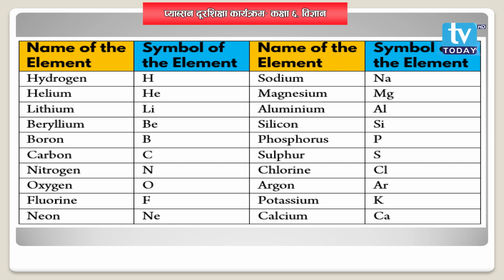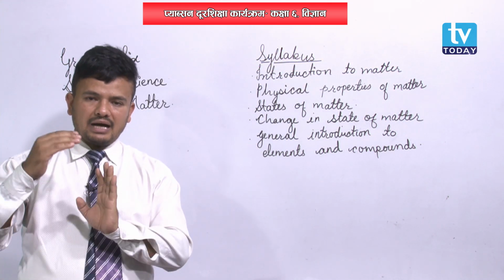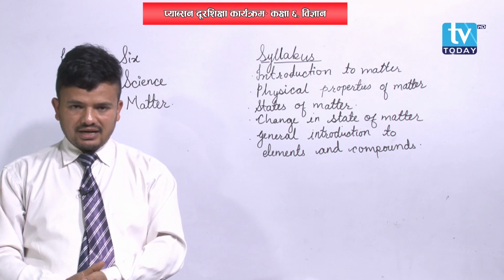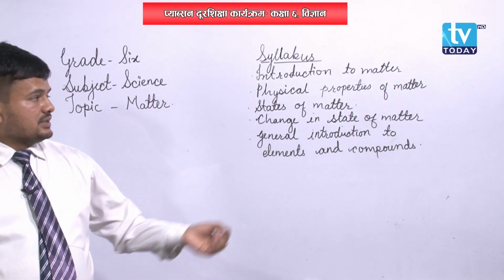Just like hydrogen, helium, lithium, beryllium, boron, carbon, nitrogen, oxygen, fluorine, neon, sodium, magnesium, aluminum, silicon, phosphorus, sulfur, chlorine, argon, potassium, calcium. These are the first 20 elements. Okay, I told you 118 elements are there, and out of them I told you 20 right now. You can also see that in the picture, I mean to say in the slide.